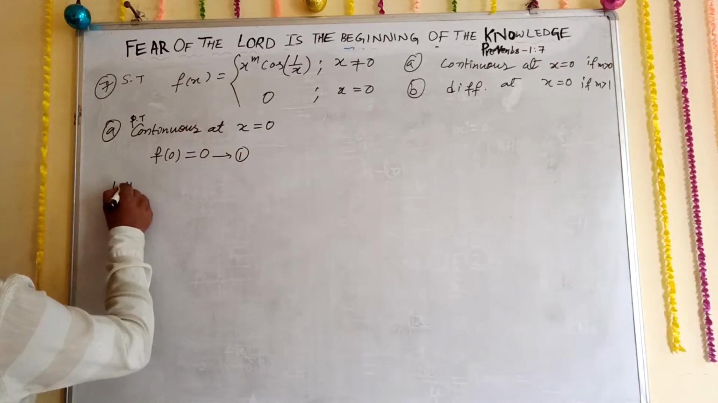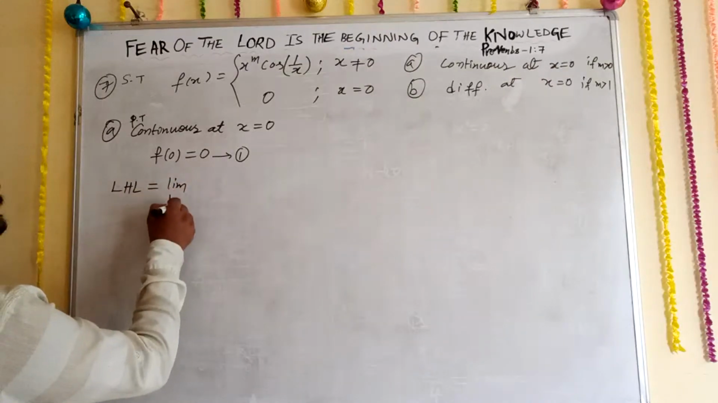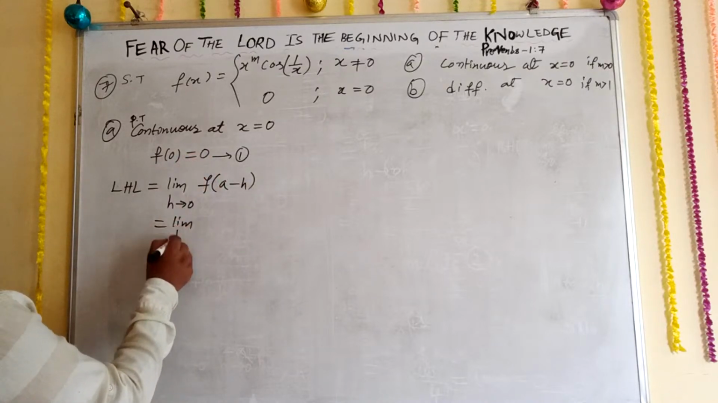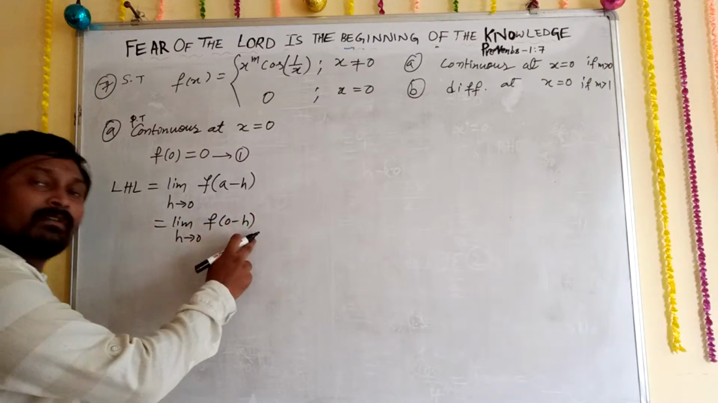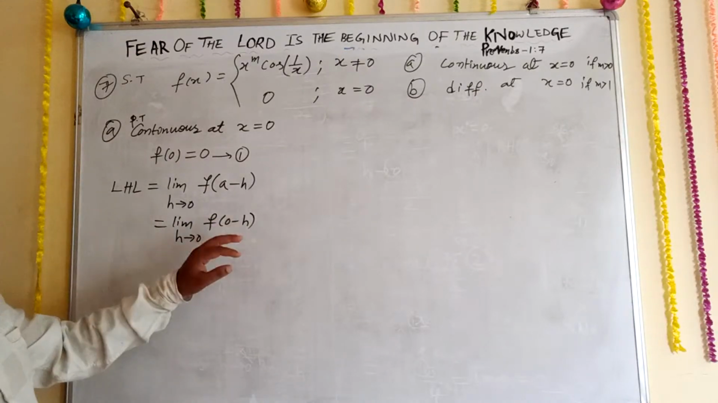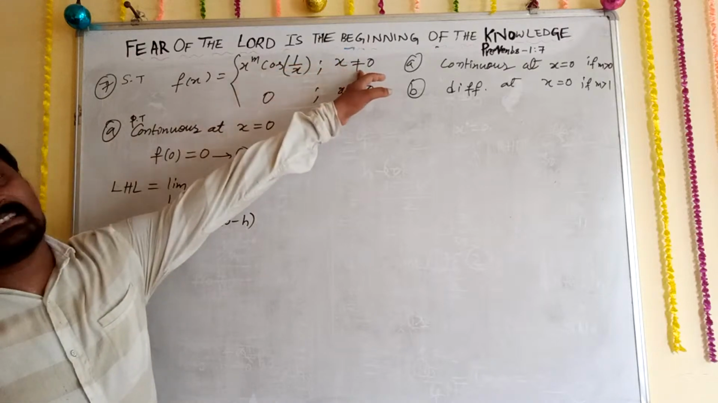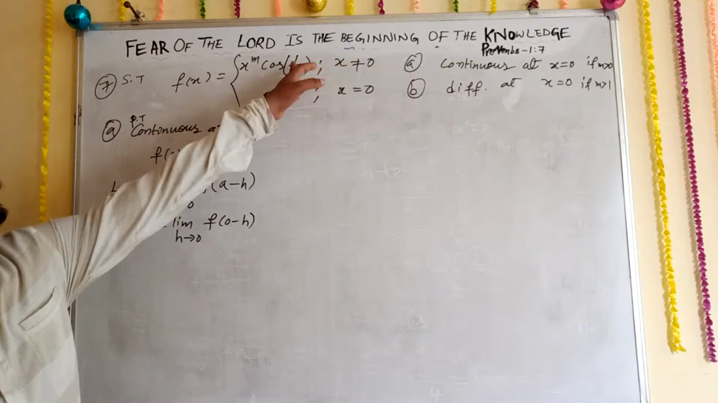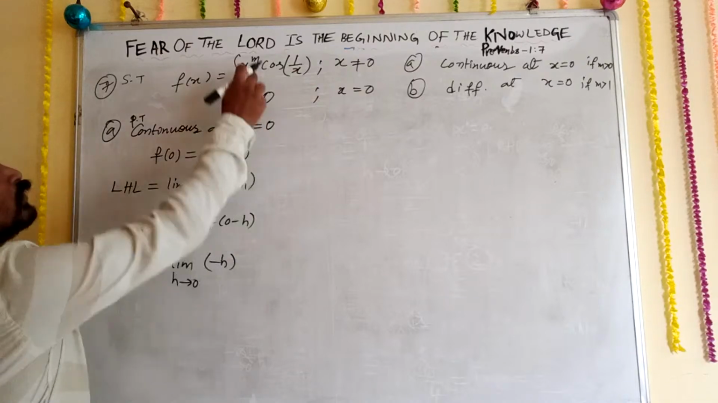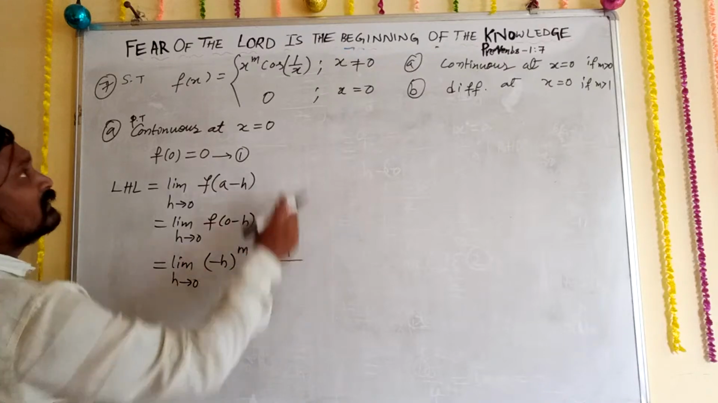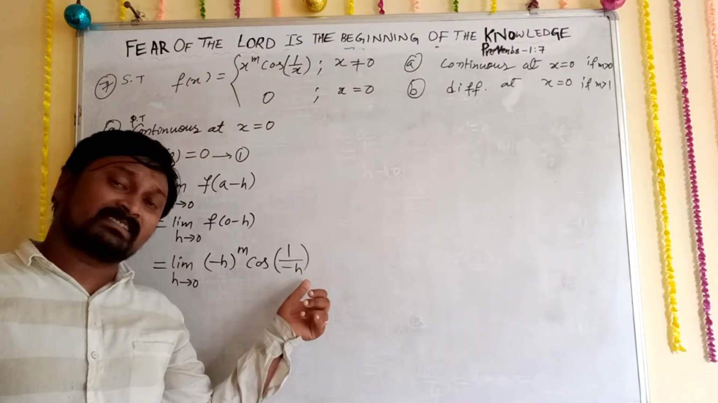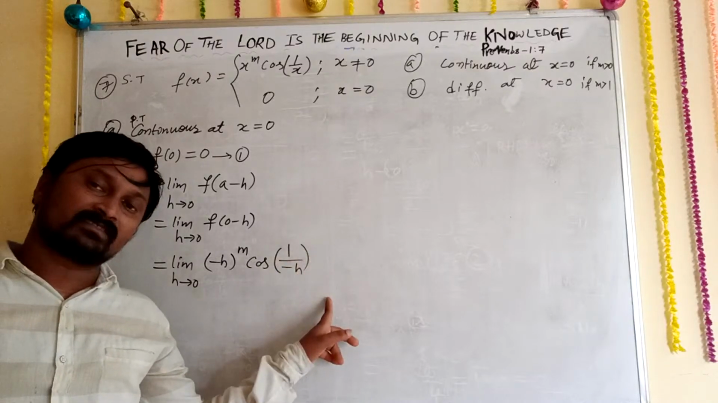And next one is our LHL, left hand limit. That is limit h tends to 0, f of a minus h. A means here 0, so just write limit h tends to 0, f of 0 minus h. 0 minus h means you get minus h. So this minus h you have to substitute in your function. Left hand limit uses the x not equal to 0 function, that is x power m cos 1 upon x, where we substitute minus h. So limit h tends to 0, minus h whole power m cos of 1 upon minus h. You already know that cos minus theta is nothing but cos theta, so cos of minus 1 upon h means cos 1 upon h.